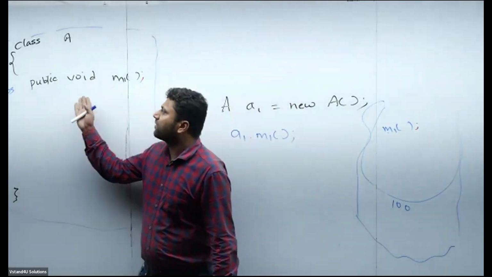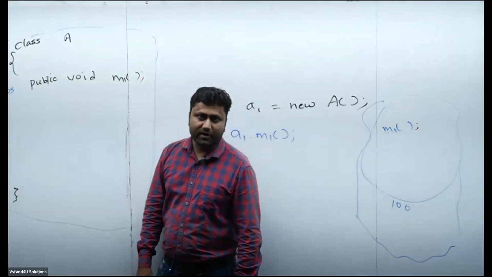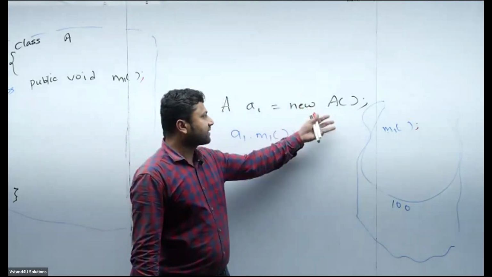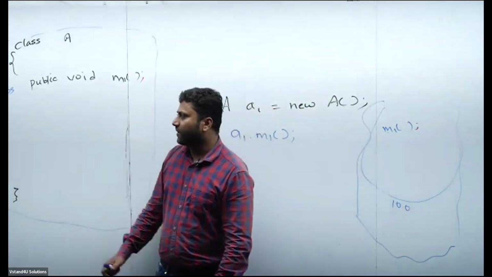One of the methods is marked as abstract, which means an incomplete method is there. Are you getting my point? Incomplete method is there. In that case, the entire object becomes incomplete. Are you getting my point? Yes or no? Everybody, fast.